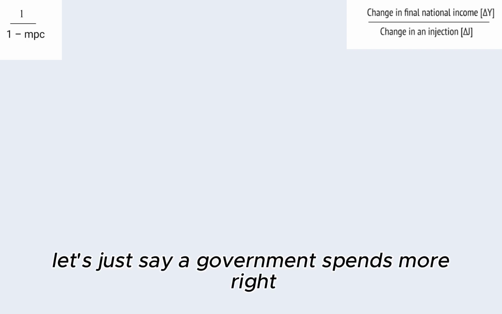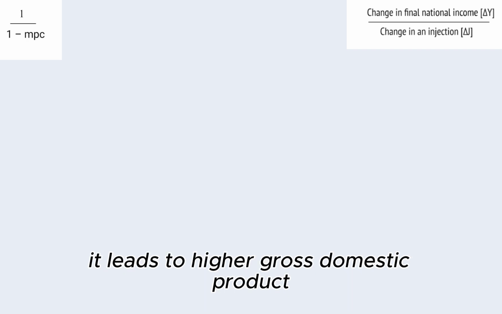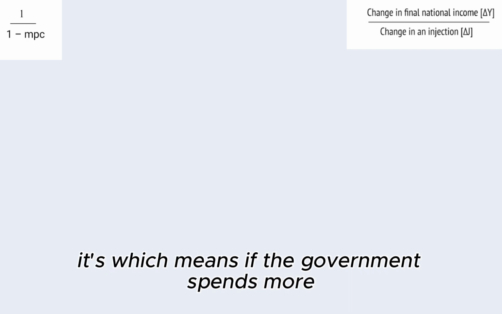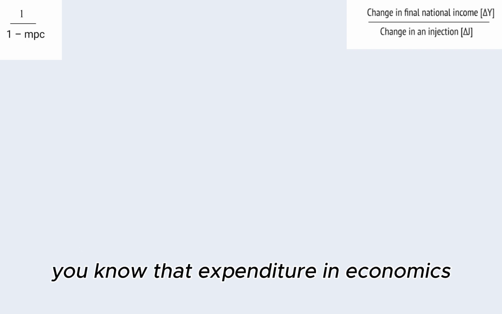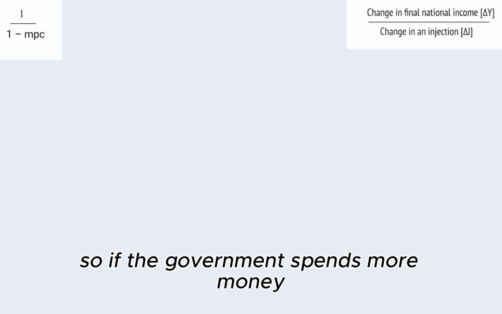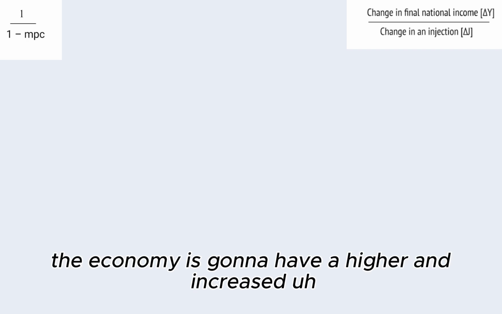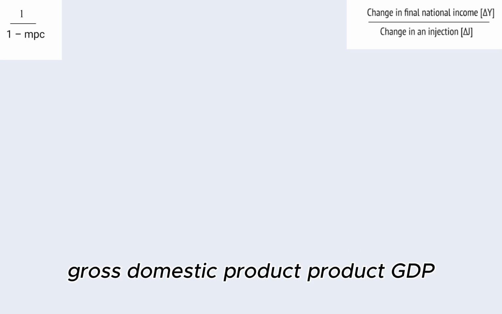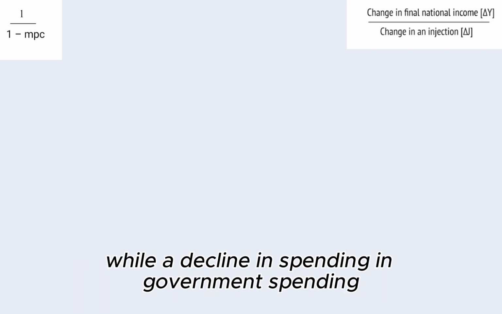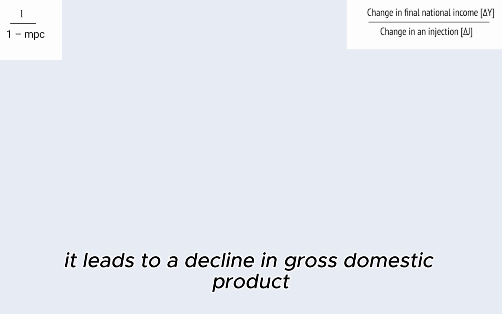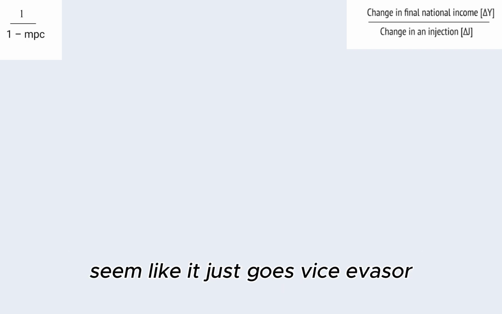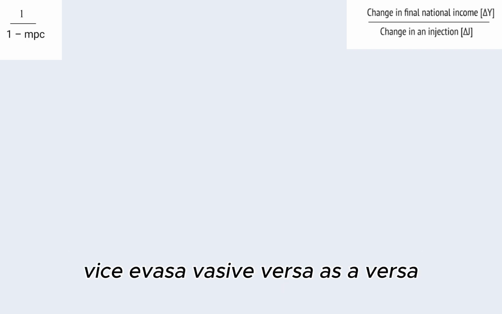Let's just say a government spends more, right? It leads to higher gross domestic product. In economics, expenditure is an injection. So if the government spends more money, it means that the economy is going to have a higher, increased gross domestic product, GDP. While a decline in government spending leads to a decline in gross domestic product. Similarly, it just goes vice versa.